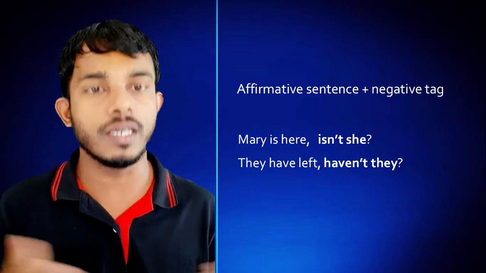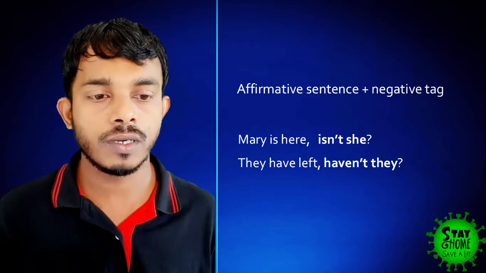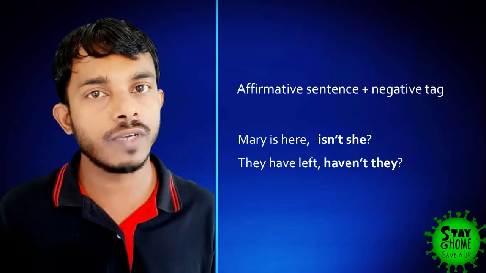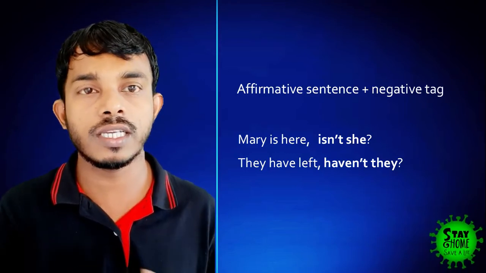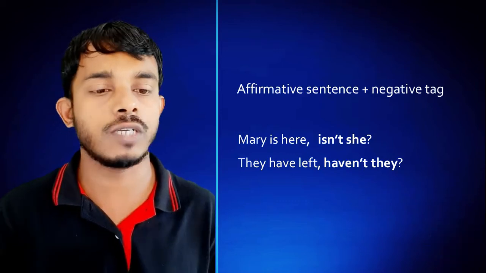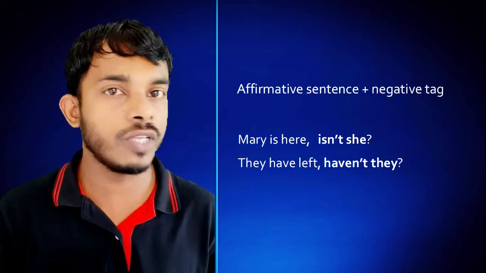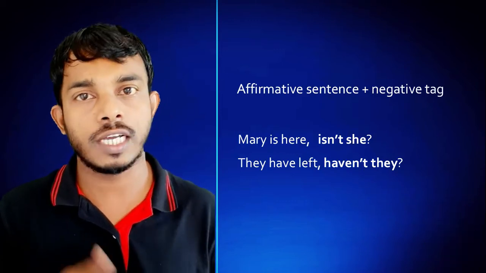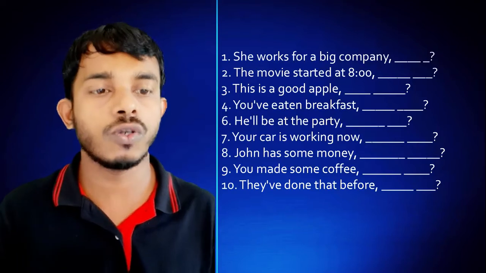Example, Mary is here. Isn't she? Because is is the auxiliary, we can ask, isn't she? Mary is here. Isn't she? Negative question tag for positive sentence. They have left. Haven't they? Negative question tag for positive sentence. Simple, right? So now you can write.